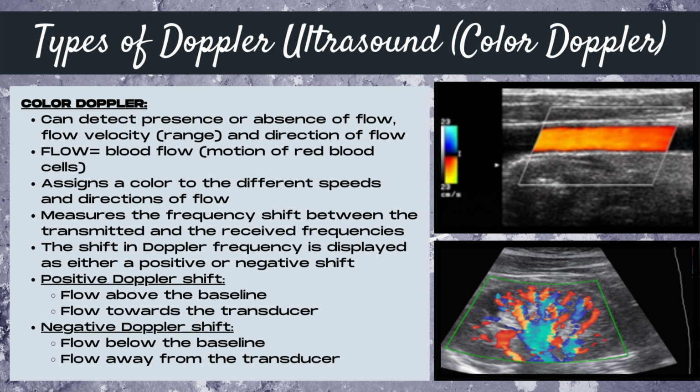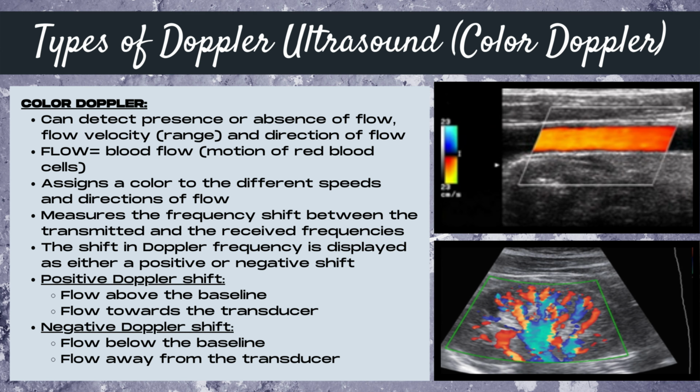The second type of Doppler is color Doppler, and this can detect the presence or absence of blood flow, a flow velocity range, and the direction of blood flow. The definition of flow in terms of our discussion today is blood flow, and this is the motion of the red blood cells. Color Doppler assigns a color to the different speeds and directions of the flow and measures the frequency shift between the transmitted and the received frequencies.